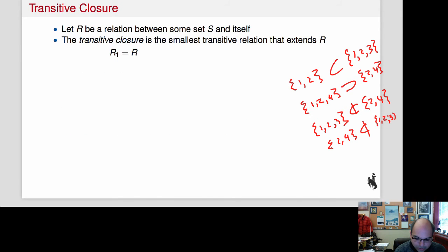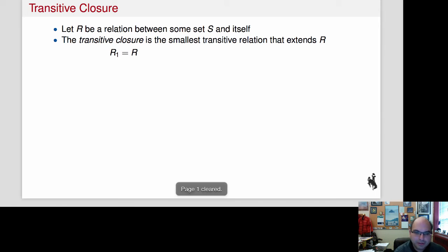Okay, so our last big one is transitive closure, right? The transitive closure is a definition that you should just spit out by this point. It is the smallest transitive relation that extends R. I don't have a quick way of showing you what that is. So instead I'll show you in pieces, okay? I'll start by defining what R1 is. And R1 is just R, okay?